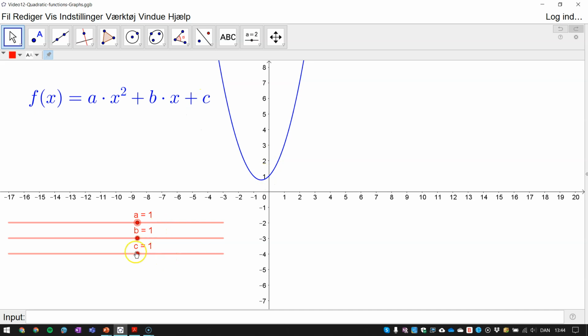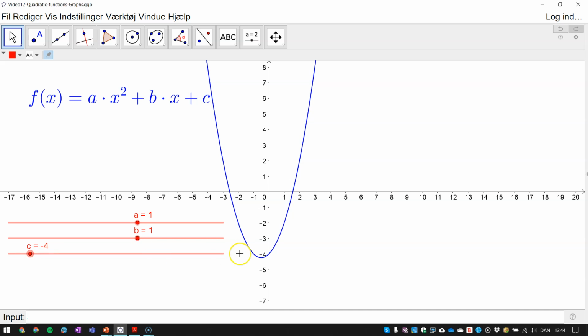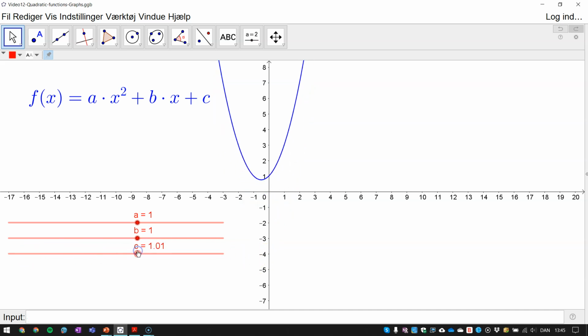So in this case, if C is 1, then it's going to hit at 1. If C was 5, then it's going to intersect at 5. If C was -4, well, then the graph is going to intersect at -4. So C is just the y-intercept. So that's nice and easy.